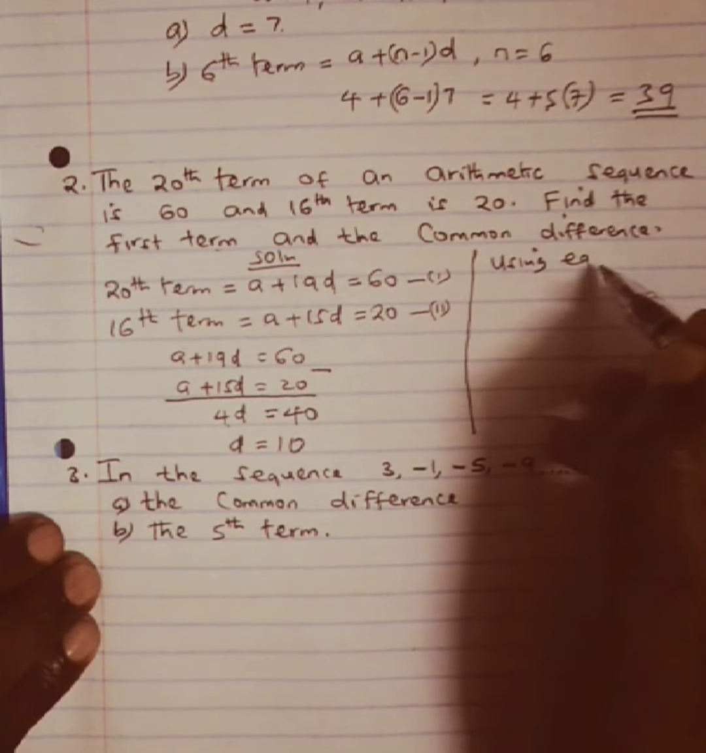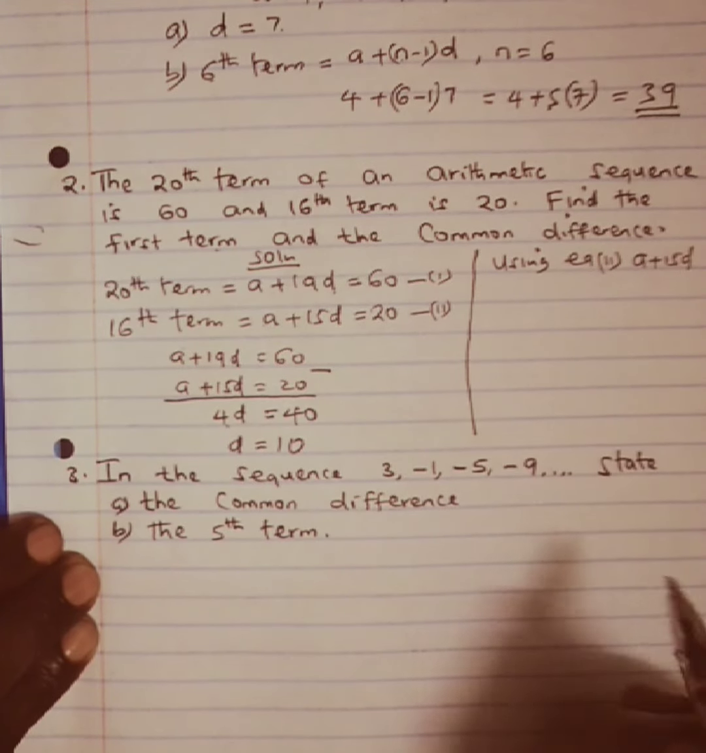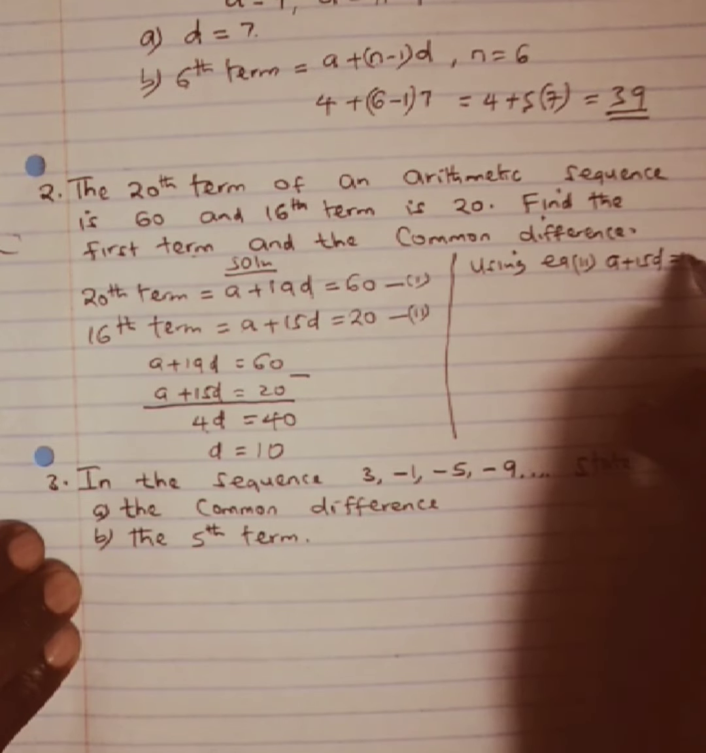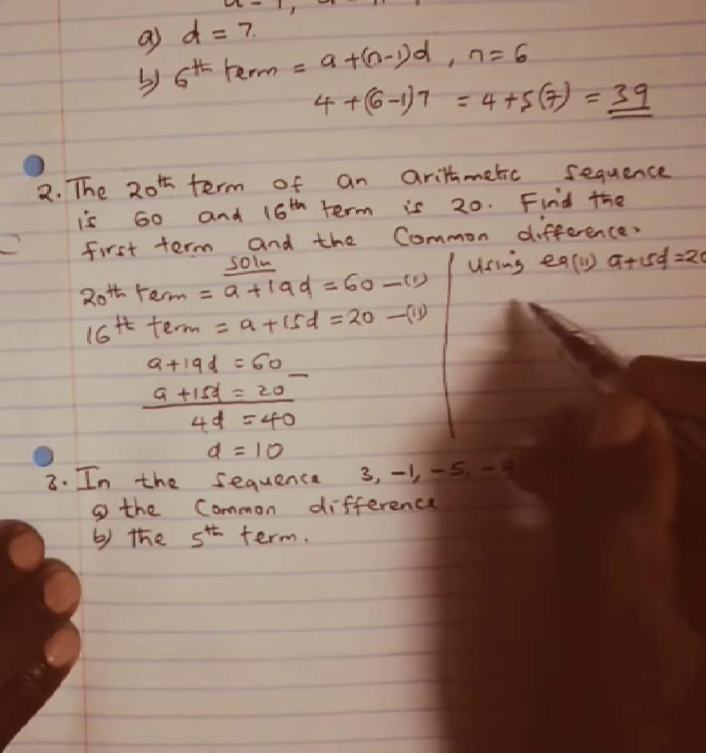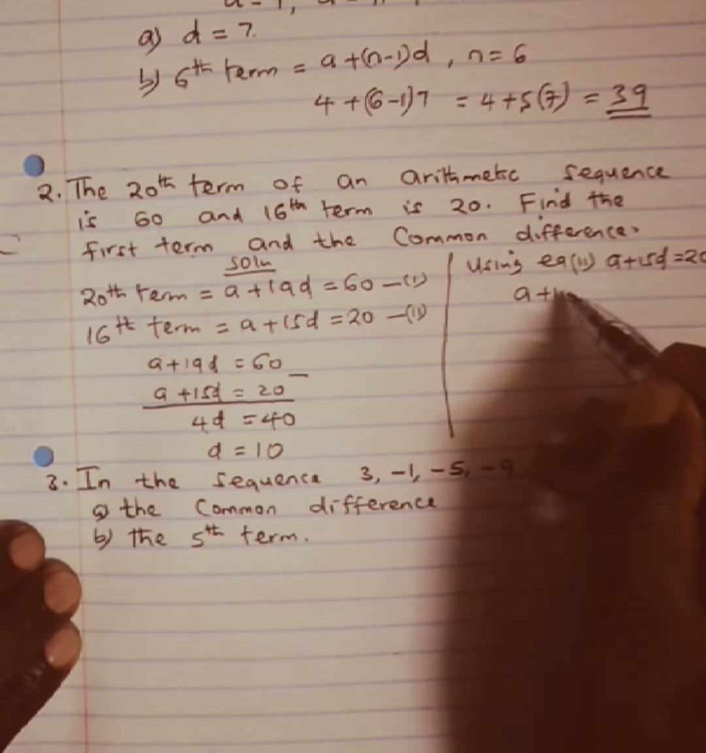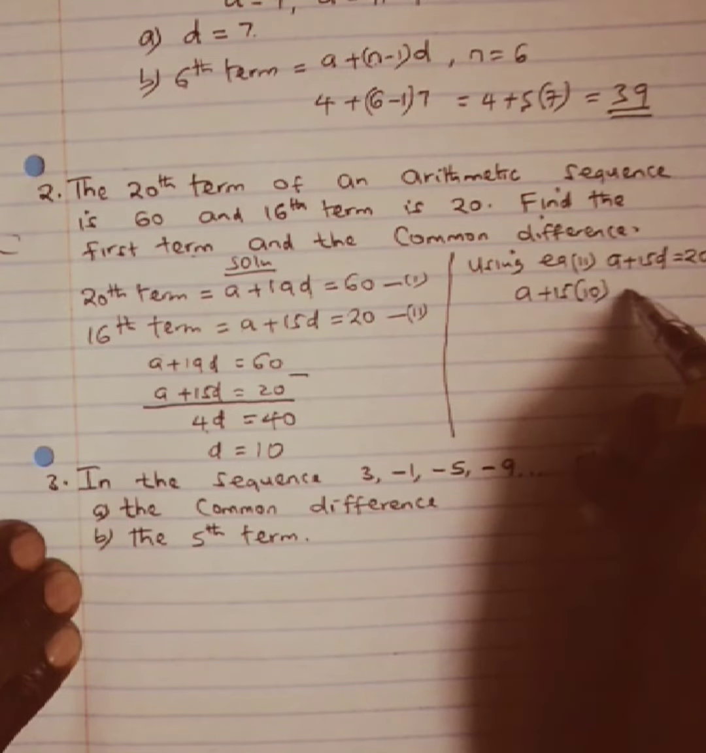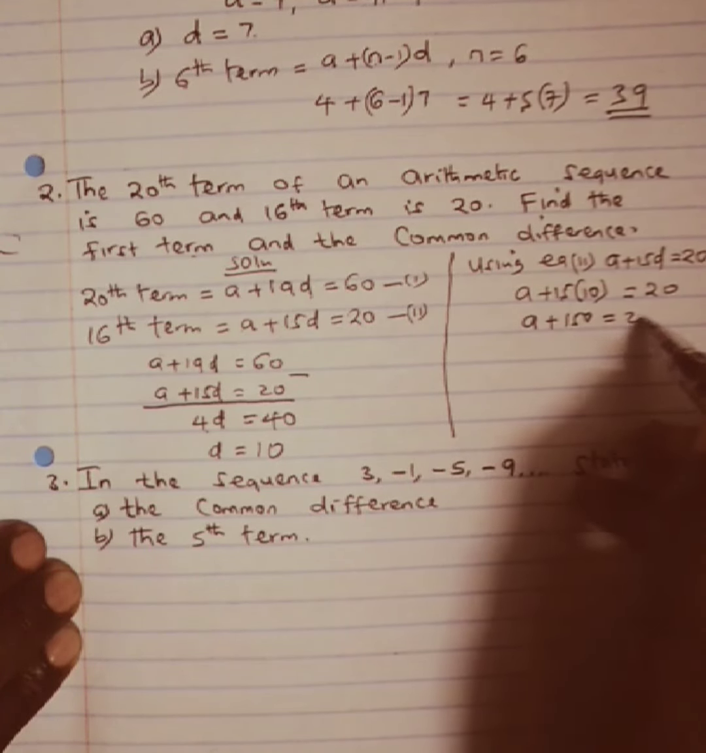Since we have d as 10, we can now get the value of a using equation, for example, 2. Equation 2 is a plus 15d being equal to 20. But we know we are looking for the first term. That means a plus 15d means 15 times d, and our d is 10, is going to be equal to 20. That is a plus 15 times 10 is 150 being equal to 20.